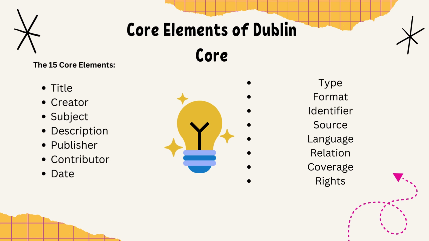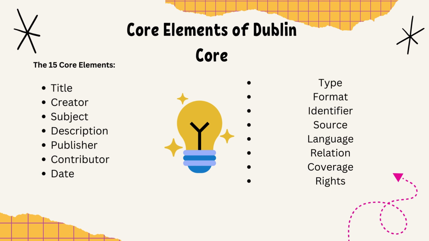The subject element indicates the topic of the resource, often using keywords or phrases. This helps in categorizing and finding resources based on their content. So for our example, To Kill a Mockingbird, some subjects we might list it under would be racism, legal trials, and moral growth. The description element provides a summary or abstract of the content, offering a brief overview. So we can put something for To Kill a Mockingbird like a novel set in the American South during the 1930s, focusing on the themes of racial injustice and moral growth. The publisher element identifies the entity responsible for making the resource available.